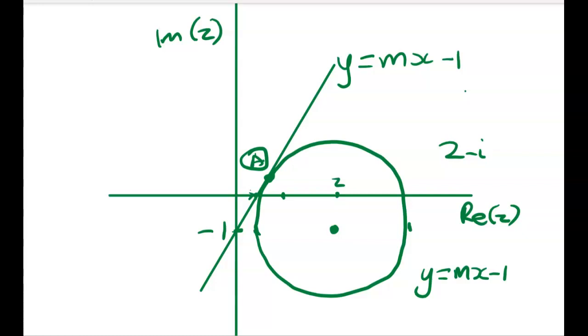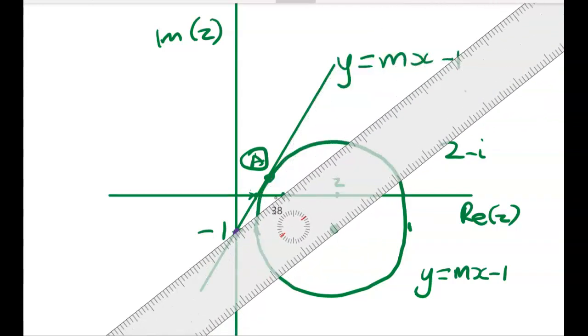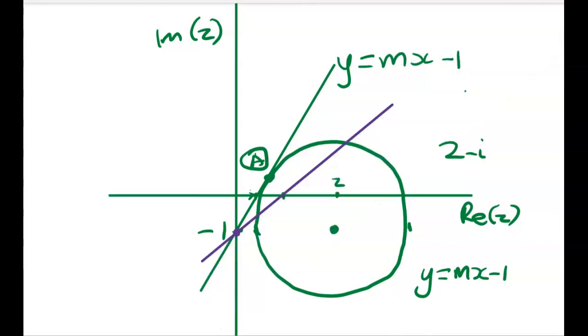Because the other options, and I'll just try and change pen color, are that we have a line that is going through here, but that instead of being tangent, it's not tangent. So if it's not tangent, there are a couple of things that can happen. The first thing that could happen is it could cut through twice, and that would mean that the discriminant was strictly positive.